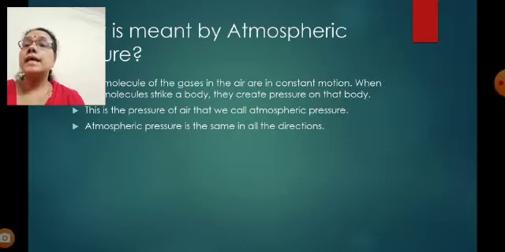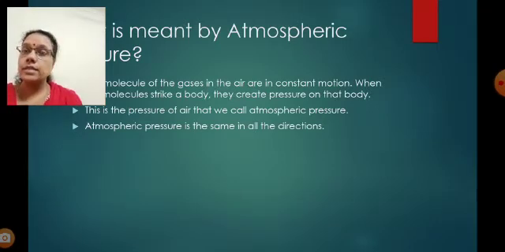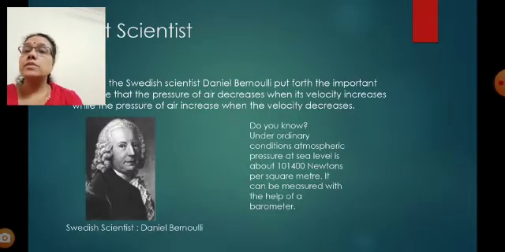Now what is meant by atmospheric pressure? The molecules of the gases in the air are in constant motion. When molecules strike a body, they create pressure on that body. That is the pressure of air that we call atmospheric pressure. Atmospheric pressure is the same in all directions. I'll give one example. When you run to catch a bus, you feel some hindrance. You feel that some force is coming against you. What force is it? It is the air pressure which is applied to your body. That's known as atmospheric pressure.